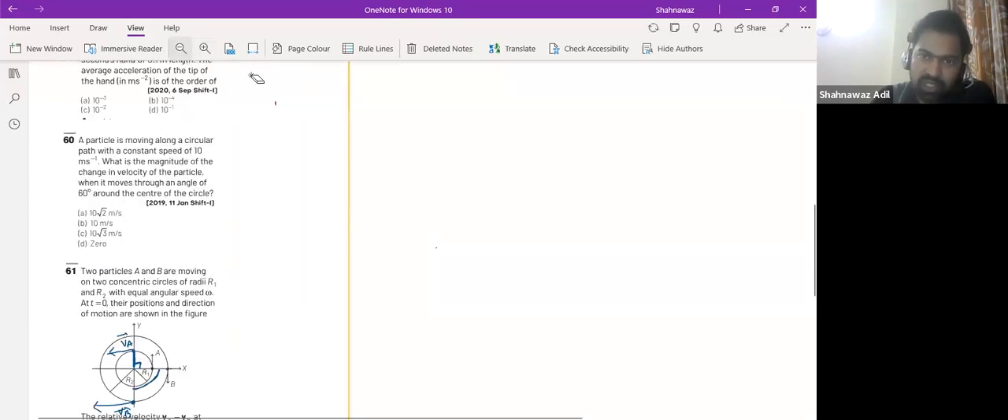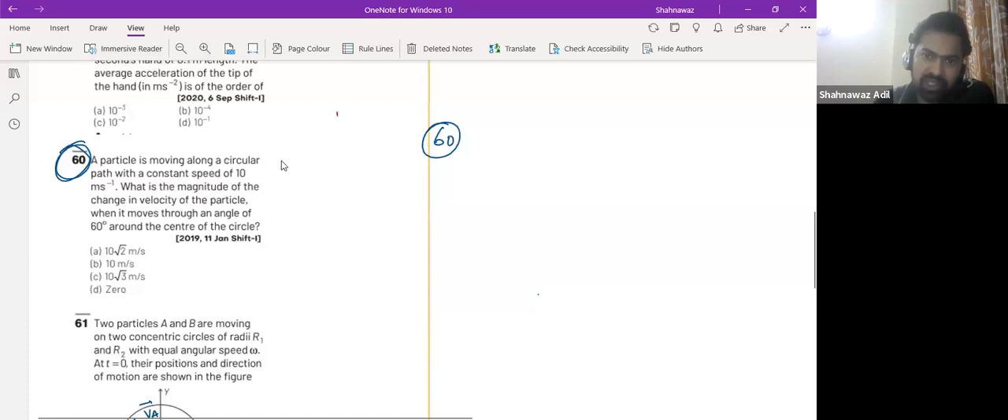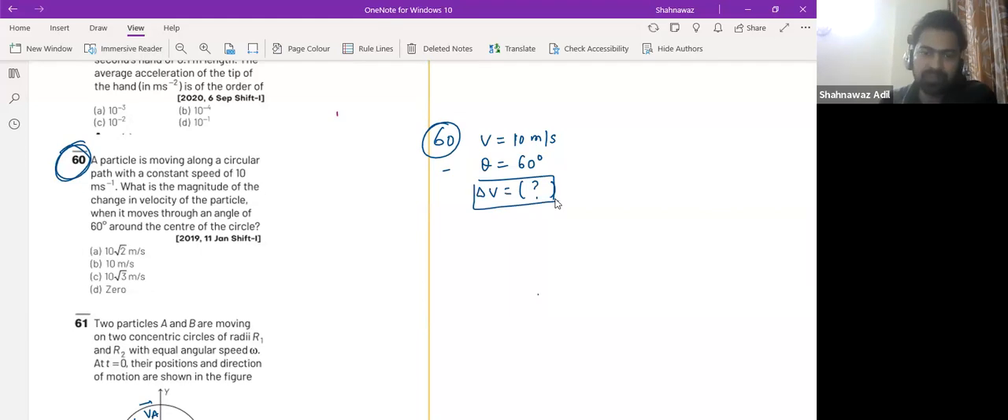So the question number 60, right? Quickly do this one. This you can do quickly, right? So they have given the constant velocity, and theta is also given, 60 degree. They want you to calculate the delta V magnitude. So this we have just discussed. What would be this?